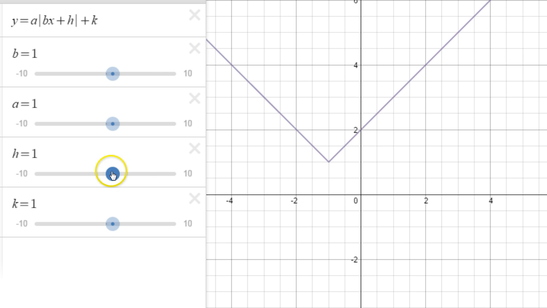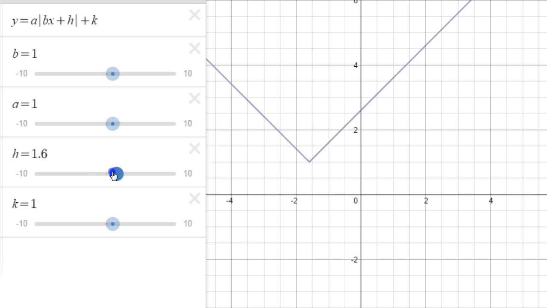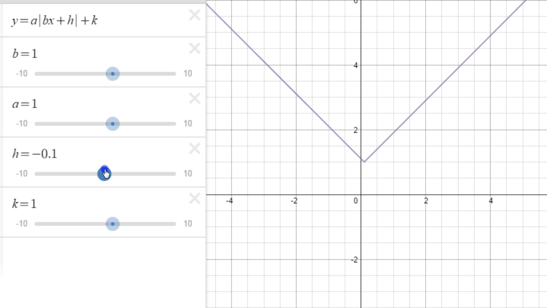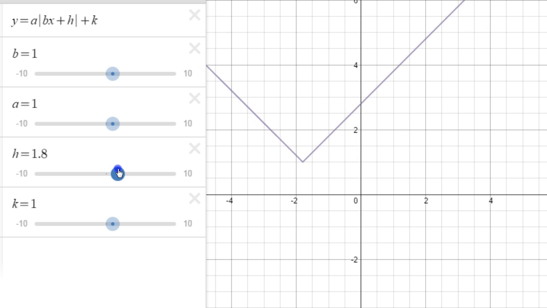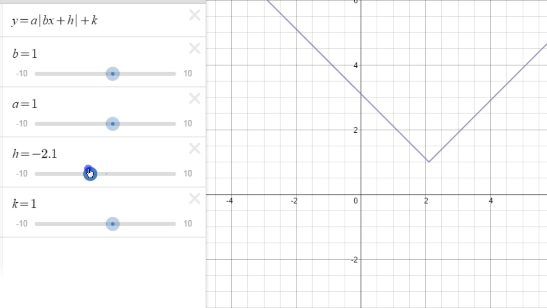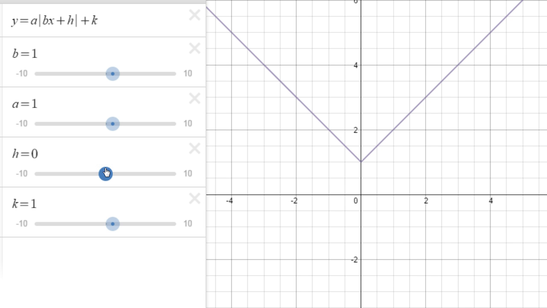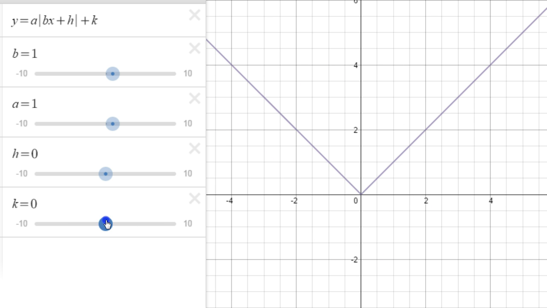Now H, if you make it more positive, it will move it to the left. If you make it more negative, it'll move it to the right. You just have to be careful with what you're doing here. H, if you make it positive, moves it left. If you make it negative, moves right. And remember, it's an illusion because what you're doing is increasing the X values quite a bit. Now K, if you make it positive, it goes up. If you make it negative, it goes down. That's because you're adding a number outside, and thus you're increasing or decreasing the values as you go.